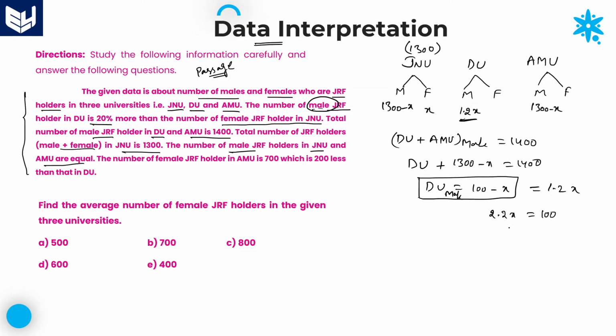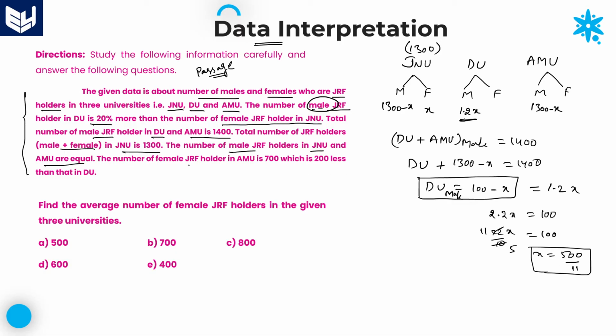Therefore x is equal to, here you can write this as 22 by 10, which is equal to 100. Next, just cancel with 2 table, here it is 5 times, and x is equal to 500 divided by 11, that is the value of x. x is equal to 500 by 11.